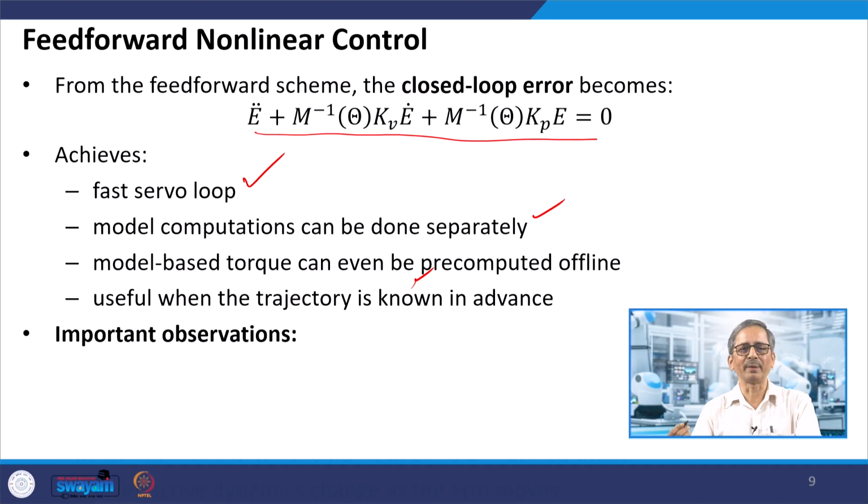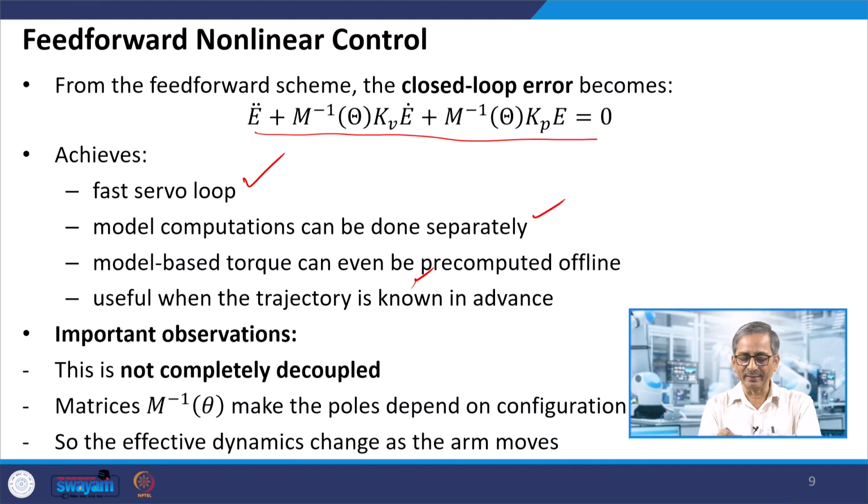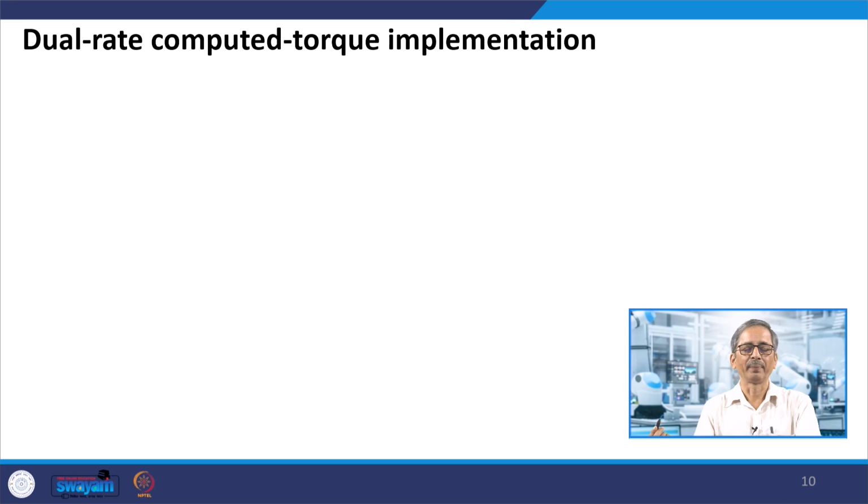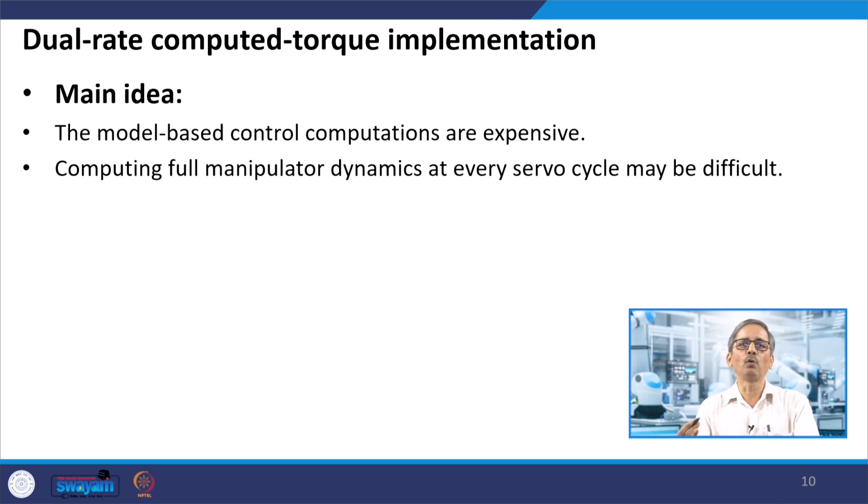So there is an important observation with this equation: it is not a completely decoupled equation. Here this M inverse theta term makes the pole depend on the configuration. So the effective dynamics change as the arm moves. Next, let us see the dual rate computed torque implementation.